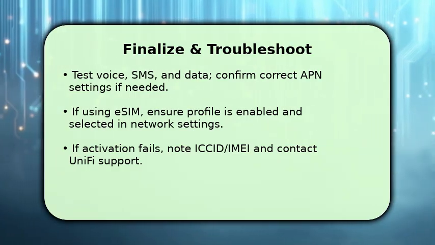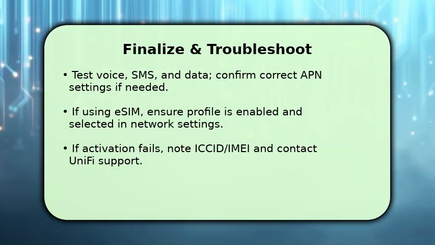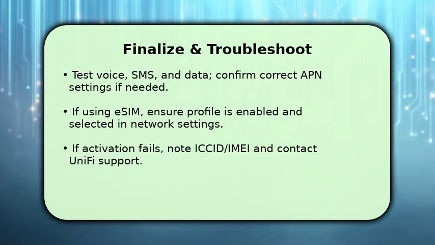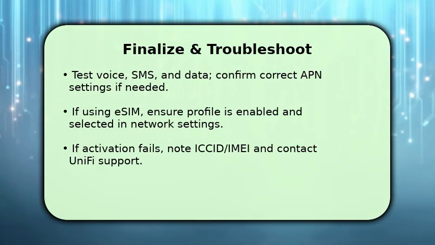If things don't work, first toggle airplane mode, reboot the phone, and reselect the profile. If problems persist, record the ICCID and IMEI. Then contact UniFi support.